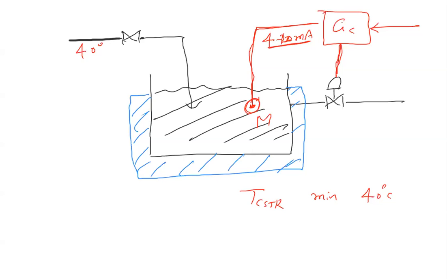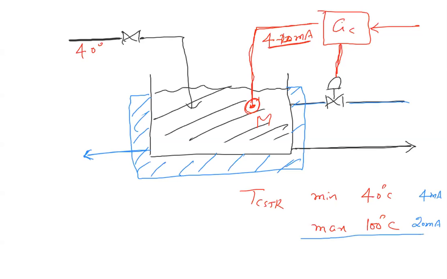What is the maximum temperature that you will get? Let's say 100 degrees. How do you know 100 degrees? Let's say if you do not remove any heat, then the temperature attained by the CSTR is 100 degrees. So at any cost, the temperature of the CSTR cannot go outside 40 to 100 degrees. So 40 degrees will be assigned to 4 milliamperes, and 20 milliamperes will be assigned to 100 degrees. That is how you decode the signal.